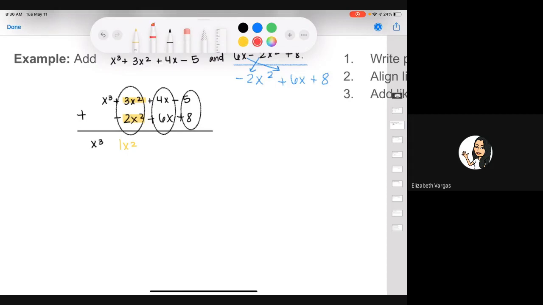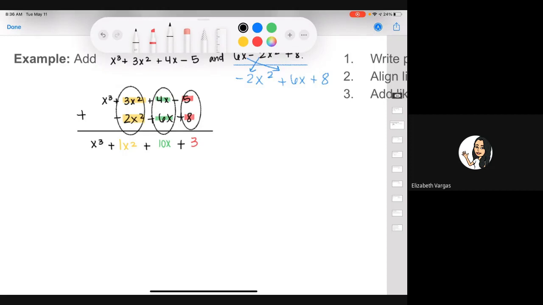Here I also have like terms: 4x plus 6x. Those are like terms because they both only have x. Again, I don't have to add the x's. All I have to do is add those numbers in front. So 4 plus 6, 10x. And then in here I have my whole numbers. I have a negative 5 plus a positive 8. So negative 5 plus positive 8 is 3. And then all I have to do is drop down my symbols. So plus, plus, plus, right? Because I'm adding those together.